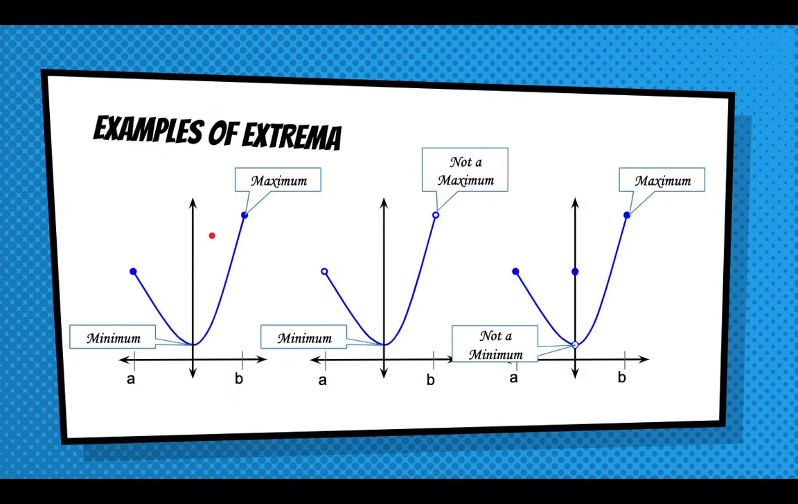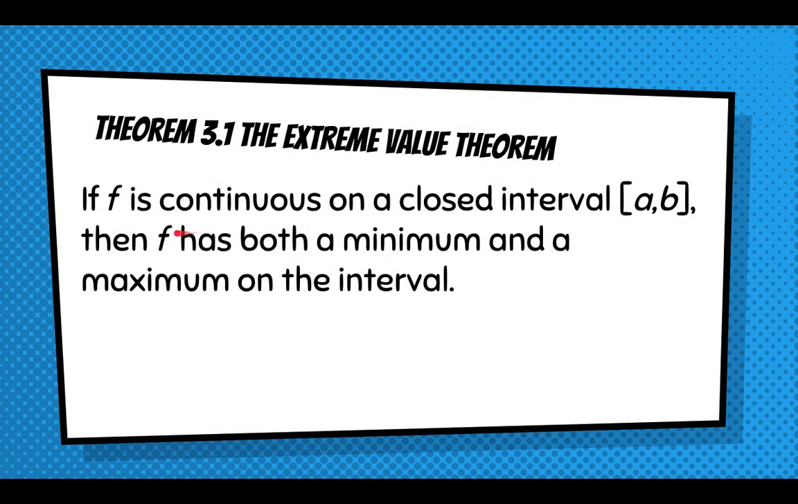If we go back to over here, we're closed, we're continuous, we had a minimum and a maximum. Here we're not closed, so we don't have both. Here we're not continuous, so we don't have both. Now, it can be an open interval and still have a maximum and a minimum, both of them. It can be not continuous and still have a maximum and a minimum. But to guarantee we have both a maximum and a minimum, we have to be continuous on a closed interval. That's the extreme value theorem, or EVT, if we want to use a nice three-letter acronym.